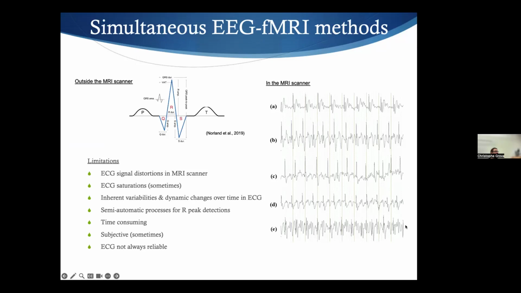So there are techniques to be a bit more robust. The ECG signal is distorted in the scanner. You might have distortion, some variability. Semi-automatic detections of the R peaks are not that good. Usually, what is done in John Gottman's team is they detect the R peak automatically, but then they make manual corrections because some might be missed by your algorithm, and it might be subjective and not always reliable.